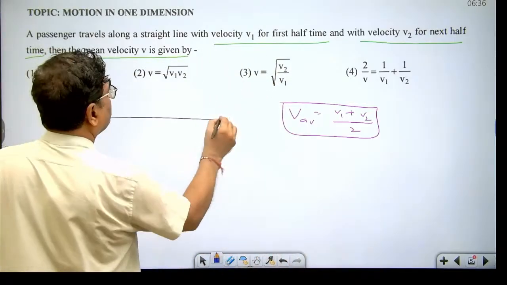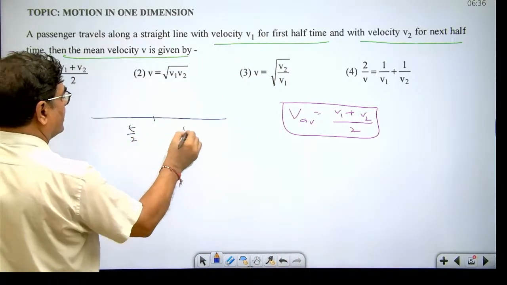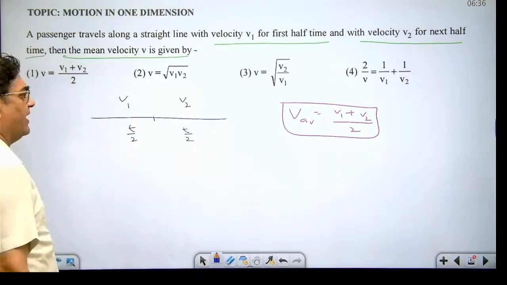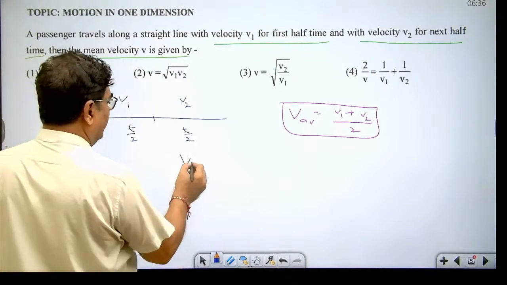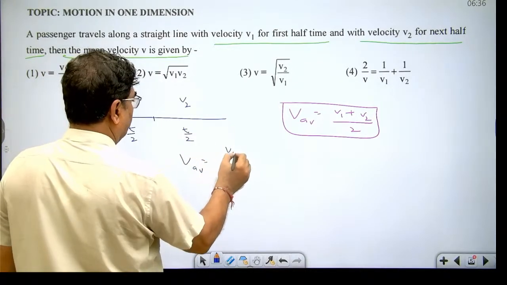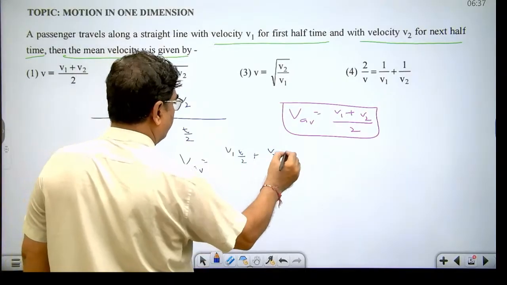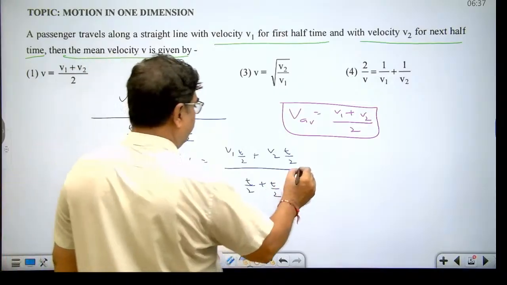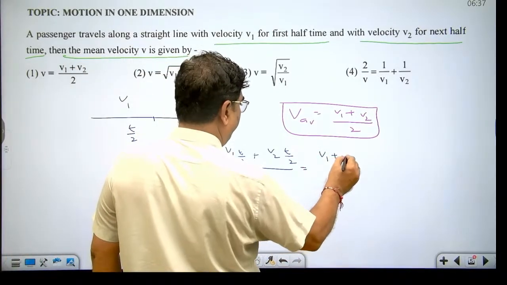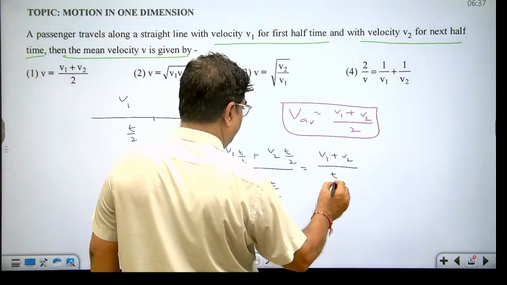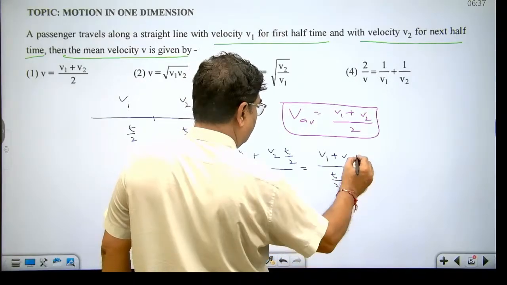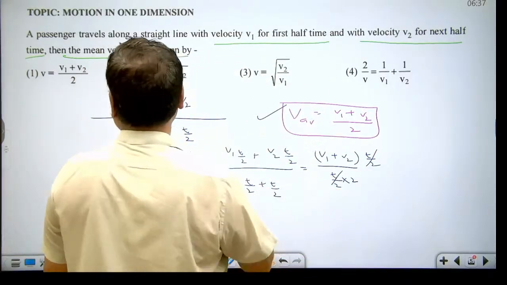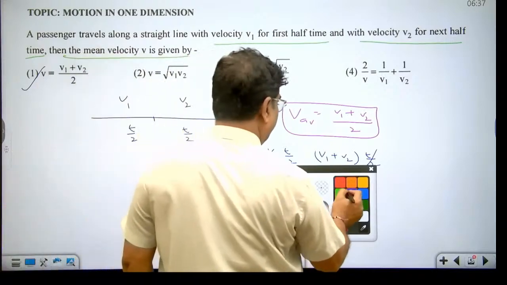See here, suppose the total time in the journey is t. So for t by 2 time he is traveling with velocity v1. For the next t by 2 time he is traveling with velocity v2. So the average velocity in the journey is total displacement over total time: displacement for the first half plus displacement for the second half, divided by total time. After solving this, you take t by 2 as common. So v1 plus v2, and t by 2 gets cancelled, leaving t by 2 plus t by 2 in the denominator. So dear students, this is the answer directly. Out of the 4 choices, the correct choice is option 1.